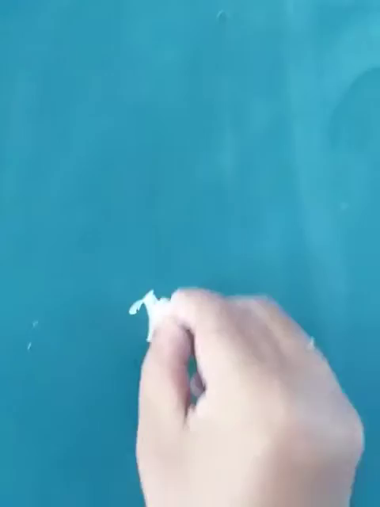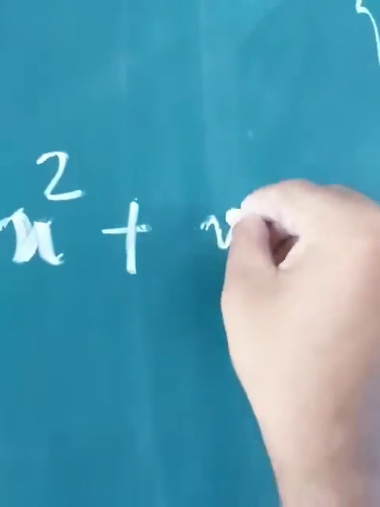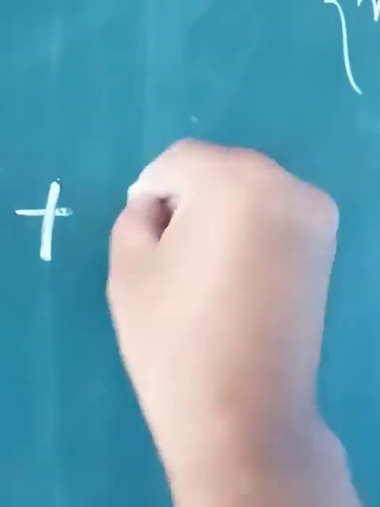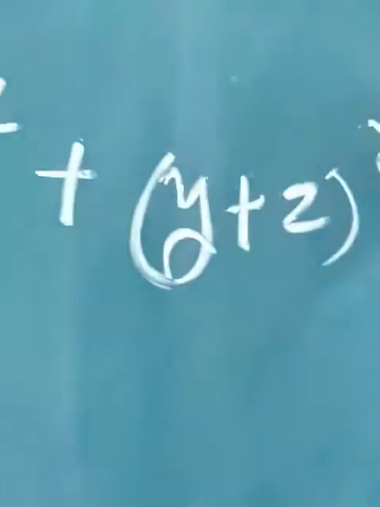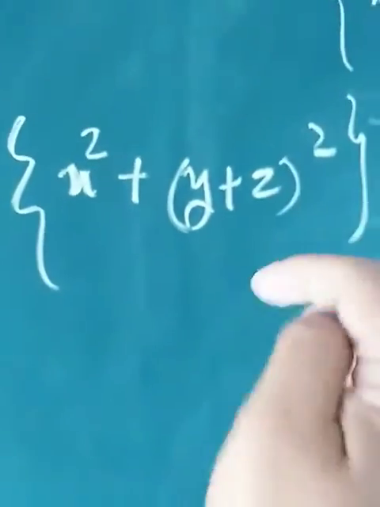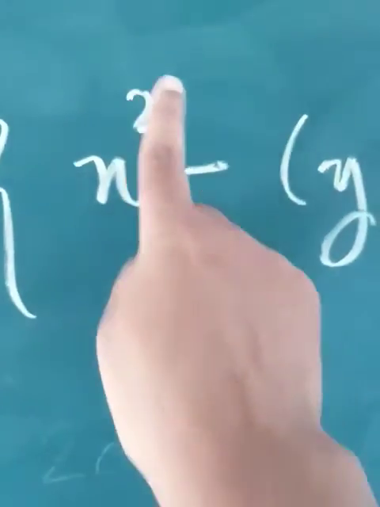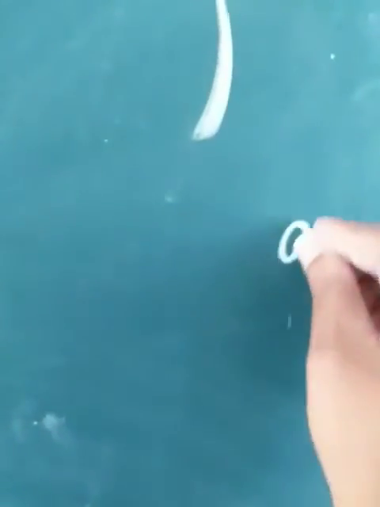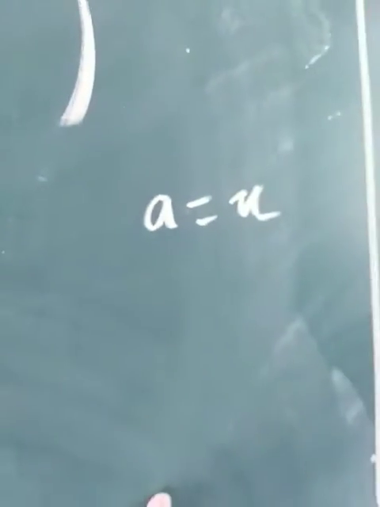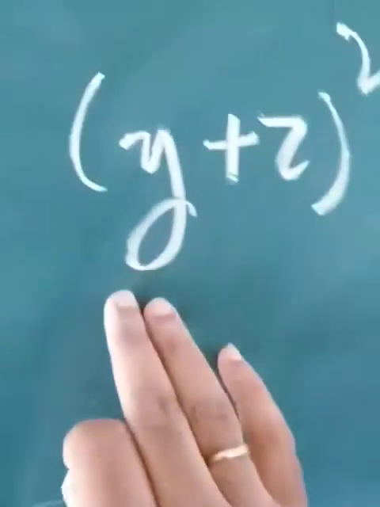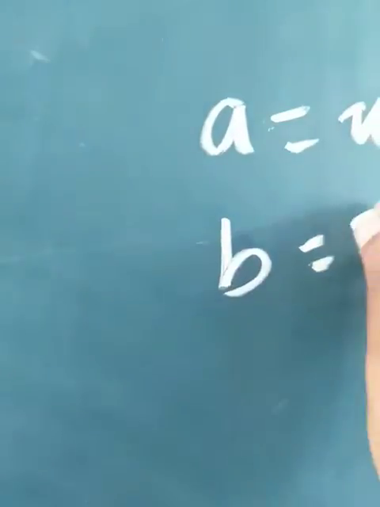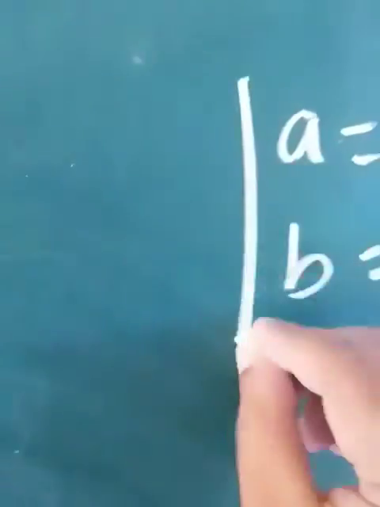Now we'll keep this first portion as intact. We'll not change anything. We'll just keep it as intact, that is a plus b. This part will be kept intact because there is no such identity to expand this form. But we have an identity to expand this form. So for this, a squared minus b squared. Now what is a? X. Now x will be considered as a, and what is b? B is y plus z.